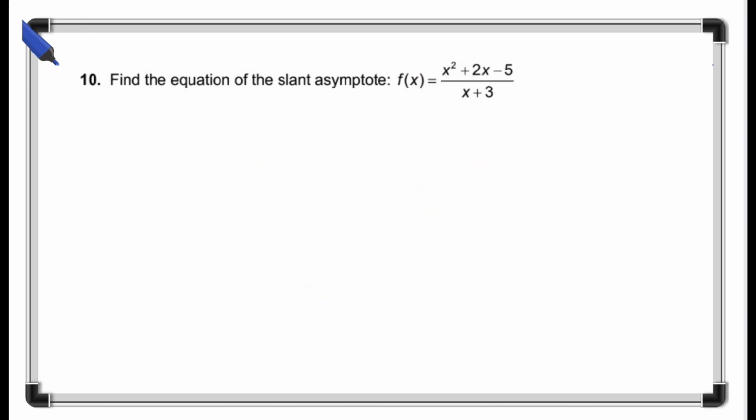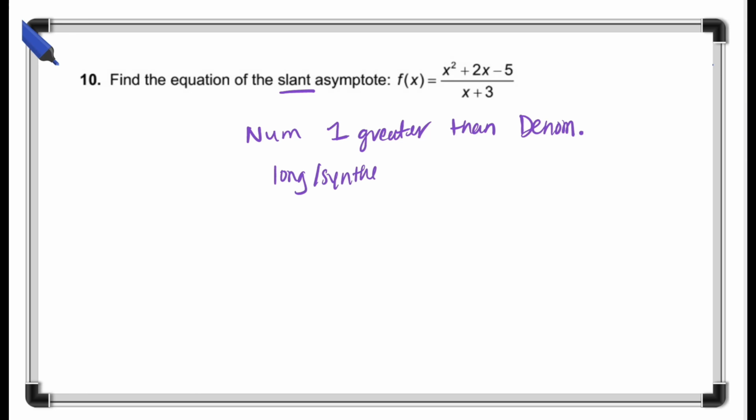So in number 10, you're going to find the equation of your slant asymptote. Remember that if the degree of the numerator is exactly 1 greater than the denominator, you will have to use either long division or synthetic division to find the equation. Now, make sure that when you write your equation, it's going to be y equals the quotient, so without the remainder.